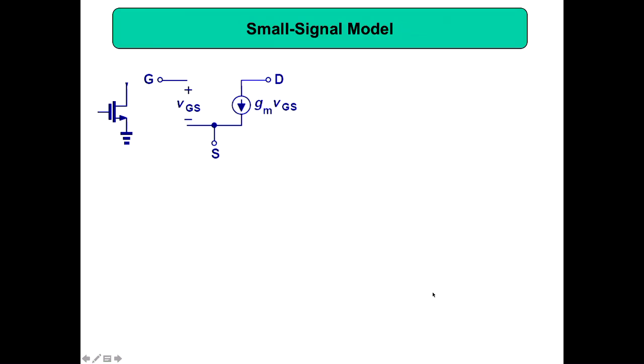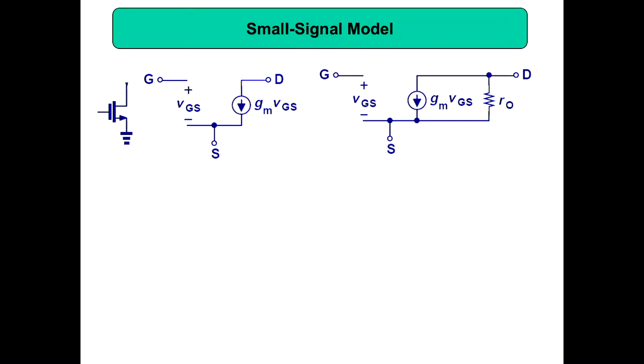Now we are going to find out the small signal, so that is our interest. So for the MOS, this is the small signal model. You have got the gate, then you have got the source, and this is the drain. Then you can say that your current is equal to gm into VGS, pretty much like gm into VBE. So here it is gm into VGS.